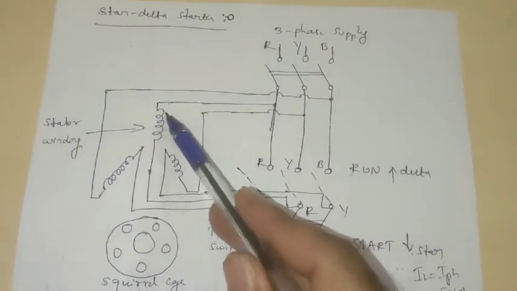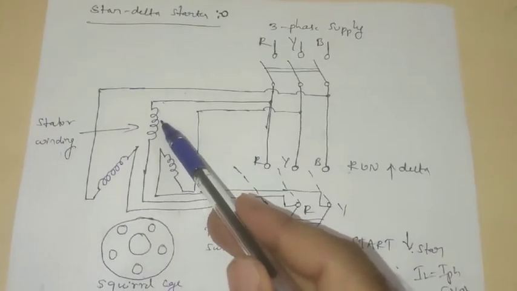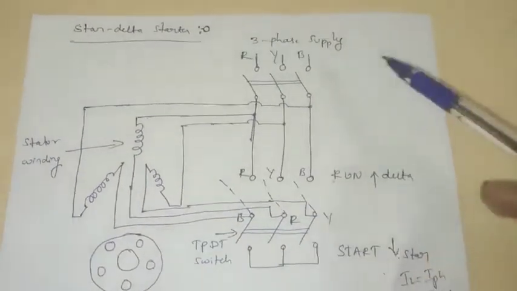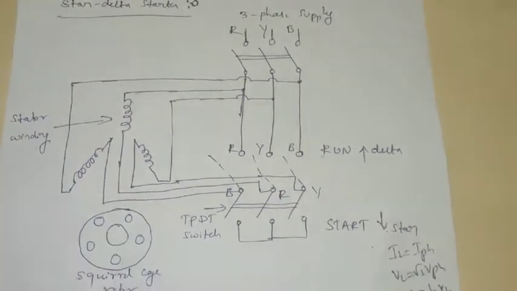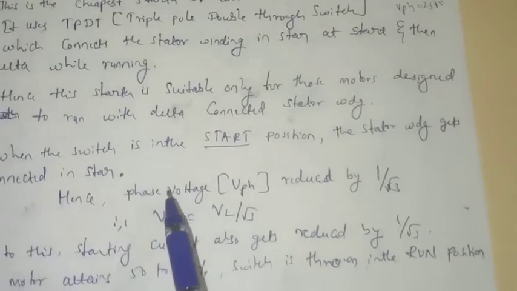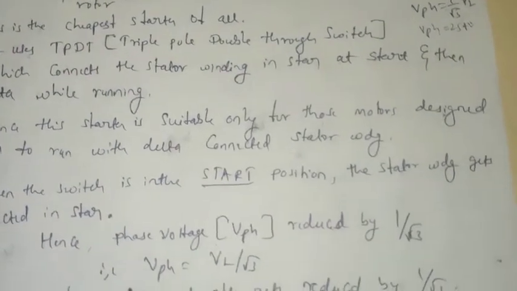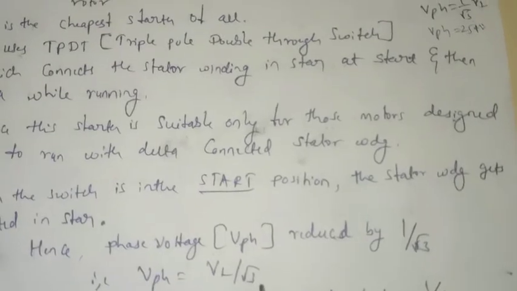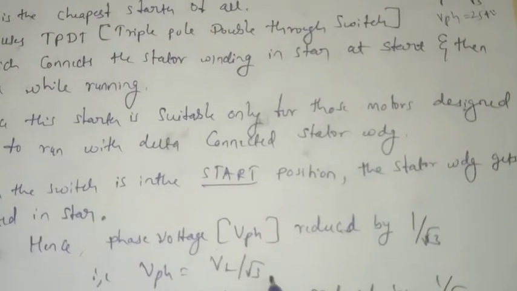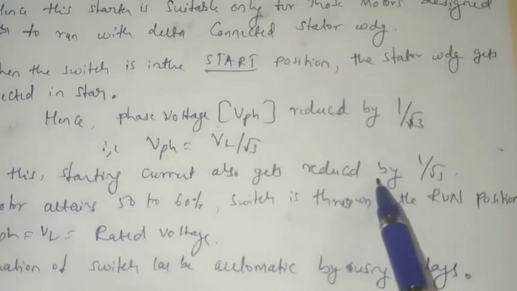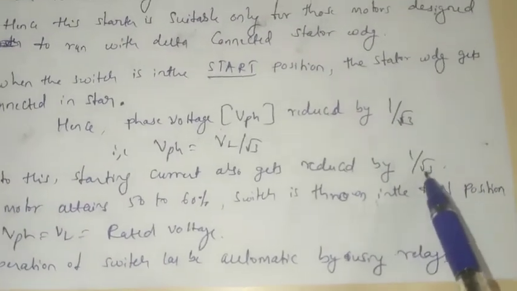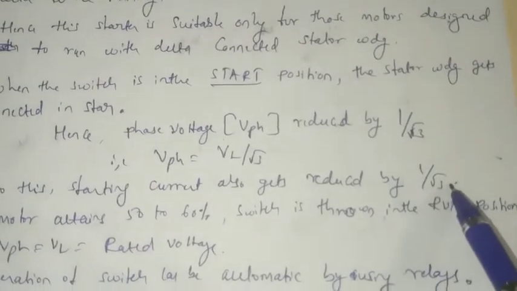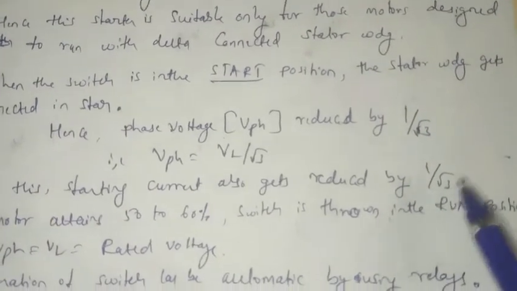If you measure the voltage across each phase, it is 254 volt, even though you are giving 440 volt supply. So it reduces by 1 by √3 times. So the phase voltage is reduced by 1 by √3, that is VPH is equal to VL by √3 when the stator winding is connected in star. This is only at starting condition. Because of this voltage reduced by 1 by √3 factor, the current also gets reduced by 1 by √3, so that initially we can reduce the high current flow to the rotor circuit.